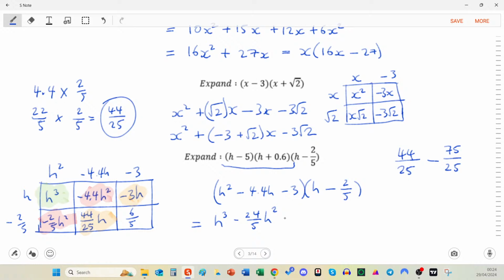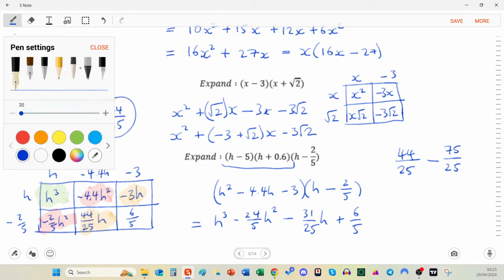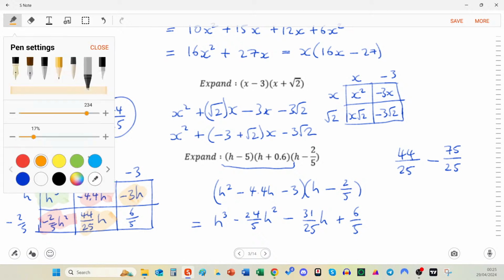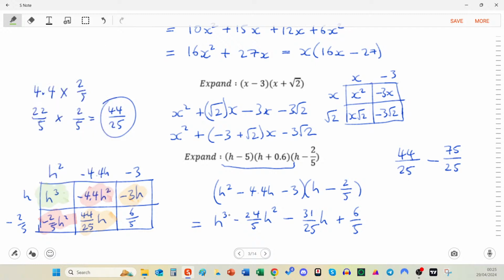That's going to be squared, by the way. And then we're going to be writing minus 31 over 25h. The easy part, plus 6/5. Okay, so we've expanded this, and there's the final answer. This is a pretty high order skill, if I remember, in the GCSE. It's quite high up. Just take your time on it. Do 2 first, and then finally the big old one.